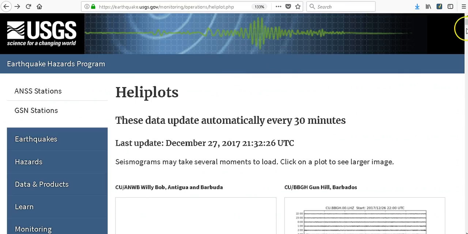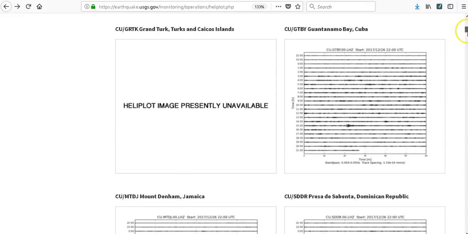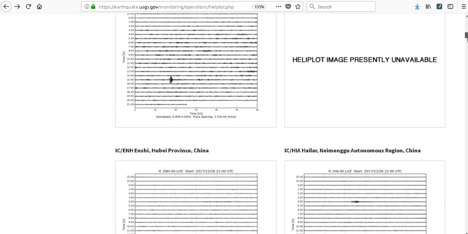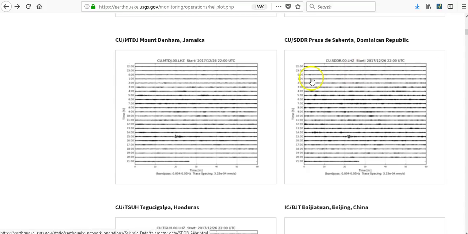So I just refreshed the heliplots. Yep, there's Cuba, Dominican Republic, Jamaica. Notice the timing again. Notice right here, around the same exact timing.